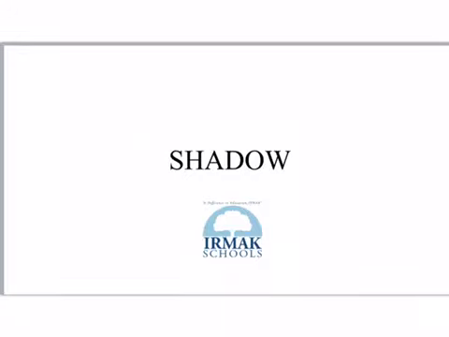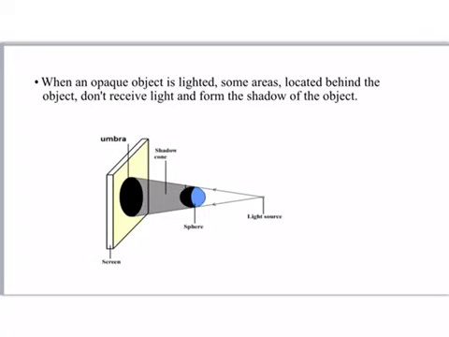In this video, we are going to cover the shadow formation. When an opaque object is lightened, some areas located behind the object don't receive light and form the shadow of the object. Here we have a point light source.